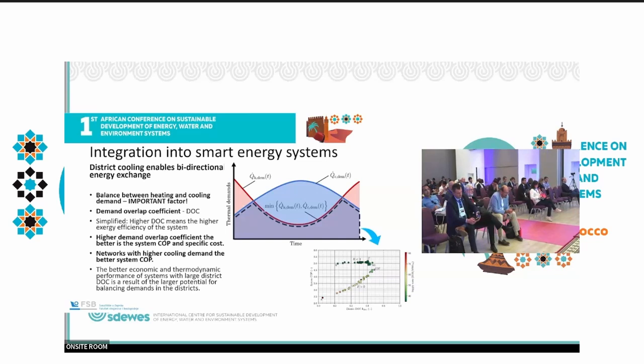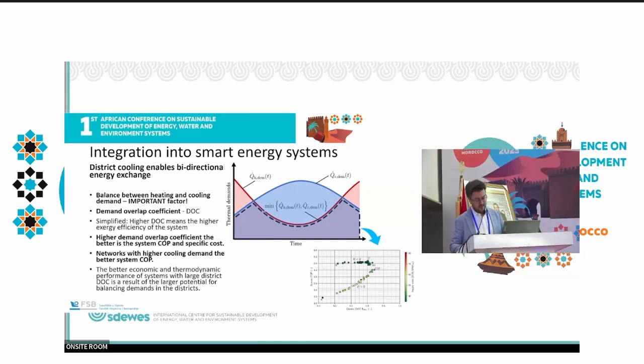One of the key things and one of the biggest issues for the efficiency of BLTN networks depends, as I said, on the simultaneity of cooling and heating demands. We call it DOC, or demand overlap coefficient. It can be from DOC 0, which means there's no overlap, to DOC 1, which means there's an excellent overlap. What is important to stress here is that the higher the demand overlap coefficient, the better the system COP will be.